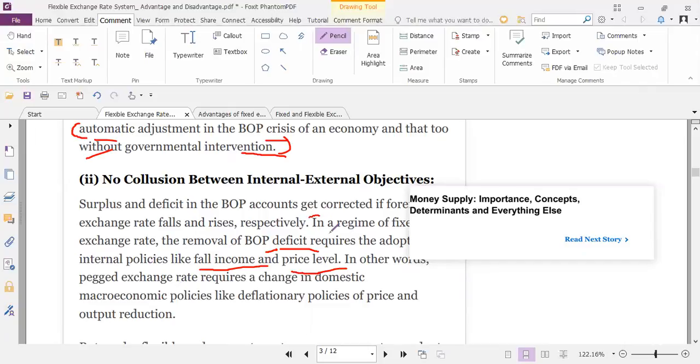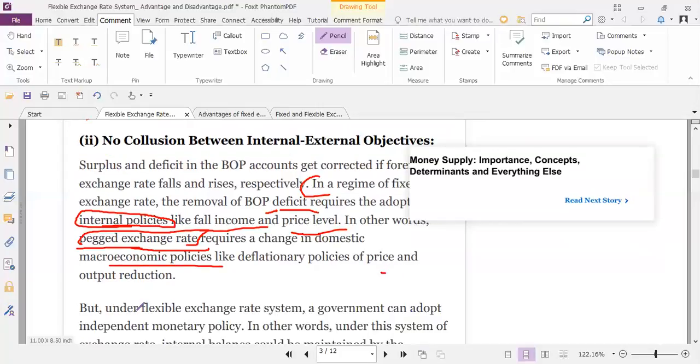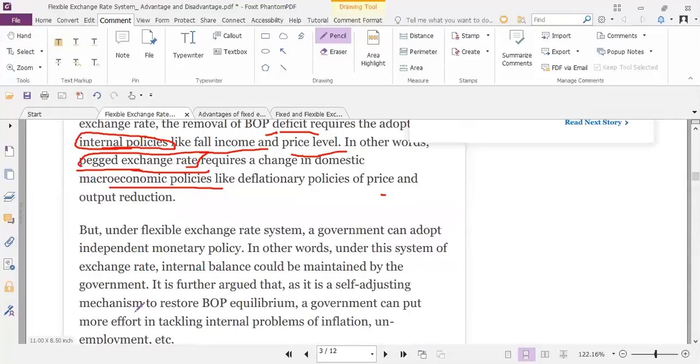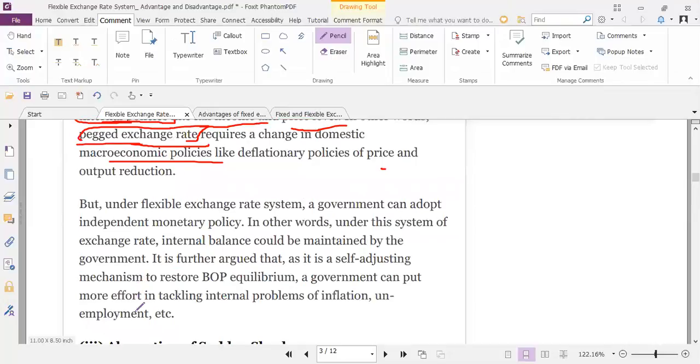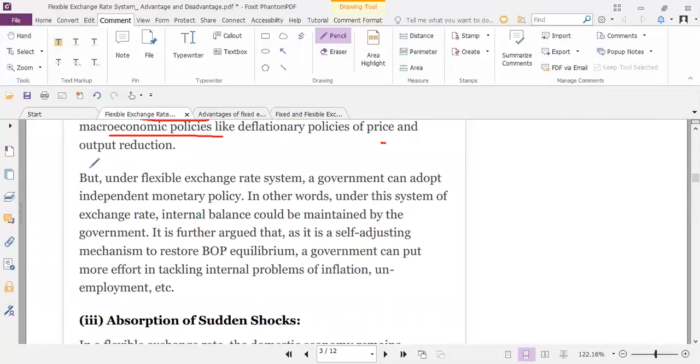So in fixed exchange rate, what happens? It requires the adoption of internal policies to adjust this balance of payment deficit. In other words, pegged or fixed. You must remember this: the pegged exchange rate system is another name for the fixed exchange rate system. It requires a change in domestic macroeconomic policies like deflationary policies of price and output reduction. So under fixed exchange rate, you require a change in domestic macroeconomic policies, but let us look at what happens under flexible.